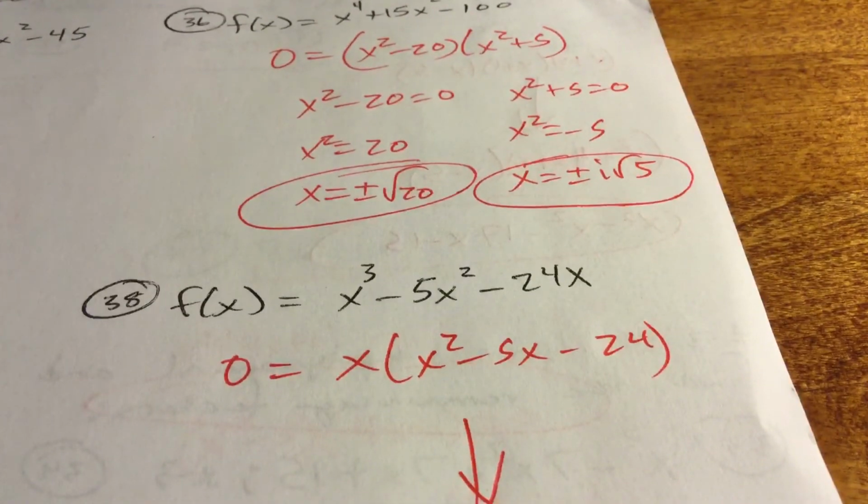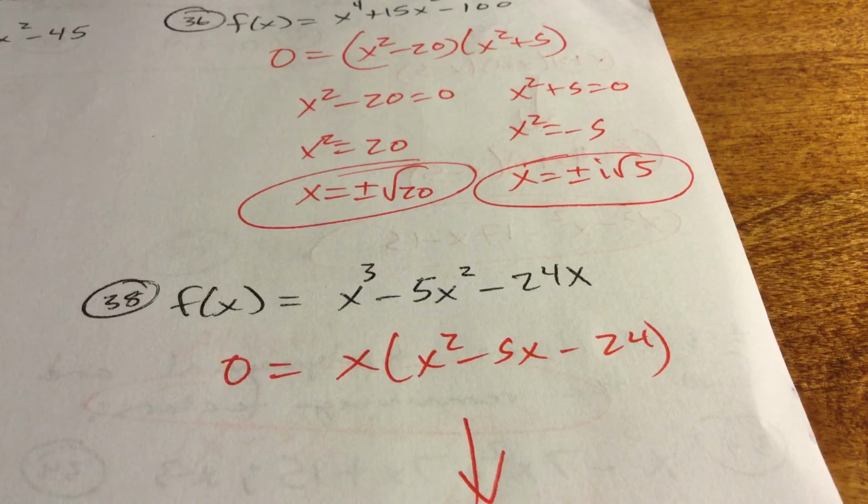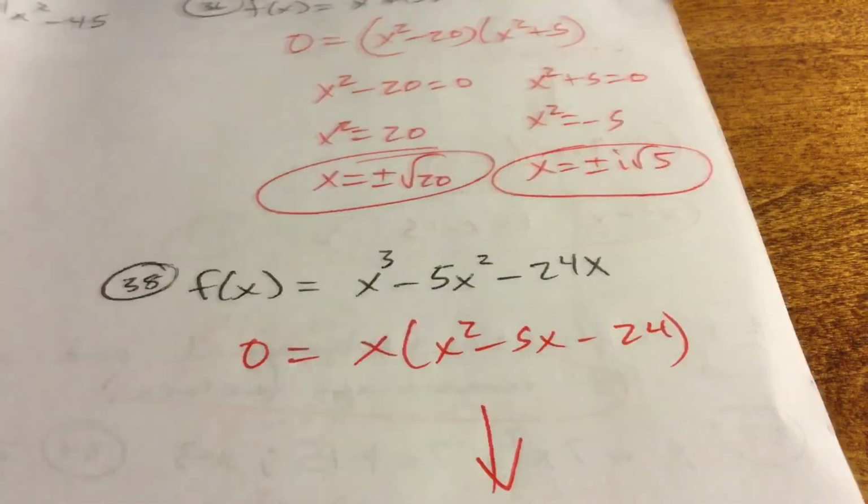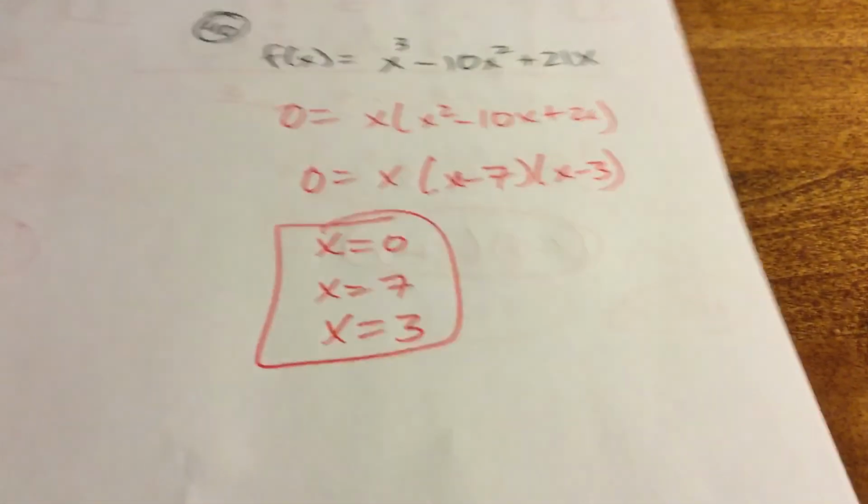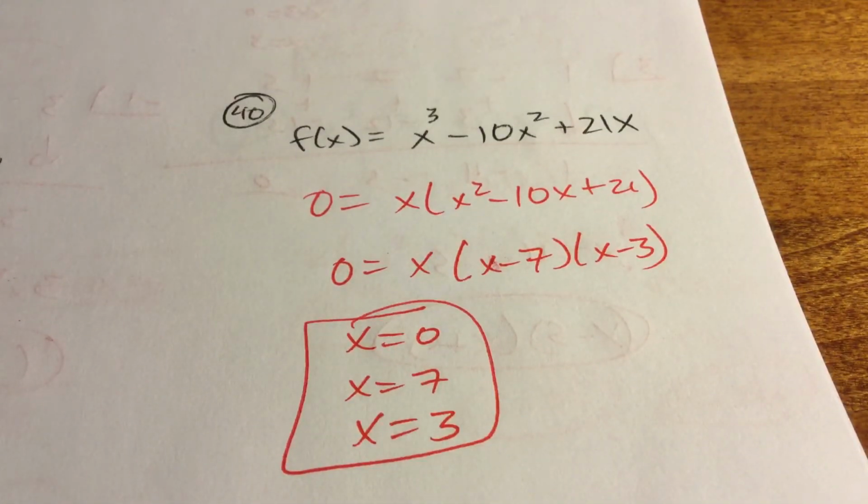Oh, and I didn't do much here. Then you just factored. You get x minus 8, x plus 3 equals 0. You're going to get x equals 8, x equals negative 3, x equals 0. And your last question, number 40. What multiplies to 21, adds to negative 10? Negative 7 and negative 3. x is 7, x is 3, and x is 0 because you factored out x at the beginning.